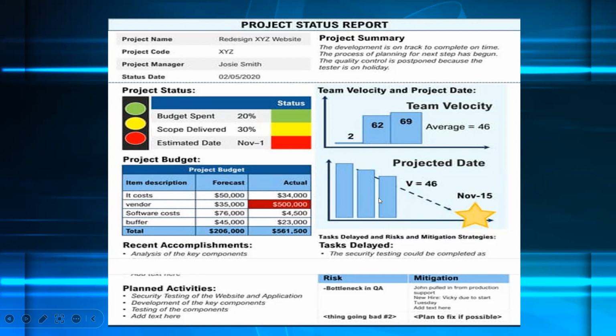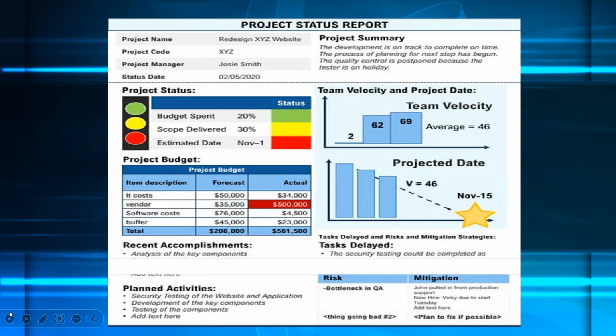So you can see that this chart is not just written all in words. And even though he's giving these charts, look at the bottom here, he's able to explain also. He says tasks delayed and risk and mitigation strategy. Tasks delayed, the security testing couldn't be completed as planned, and we know why, because it has said it here that the tester was on holiday. Okay, so that would impact what needed to be done.